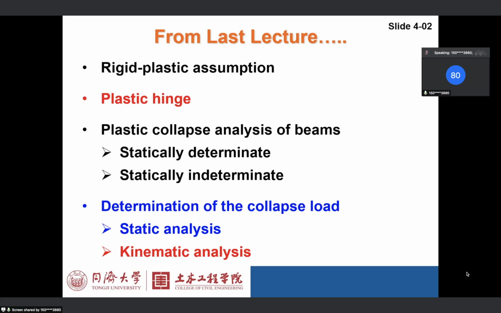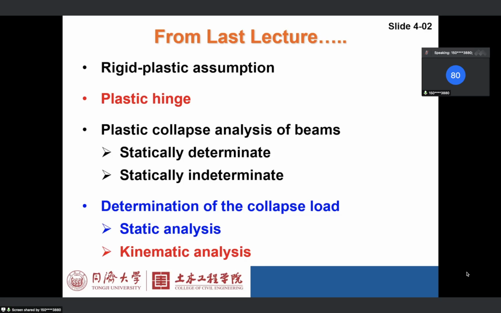But today we will discuss two things. First, for a simple beam, especially one under point load, it is very easy to predict the location of plastic hinges, because we can use our structural common sense, our experience and knowledge, to determine the possible location of the plastic hinges. And normally it's precise, it's correct.